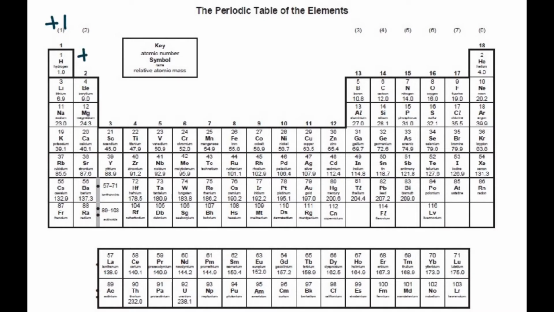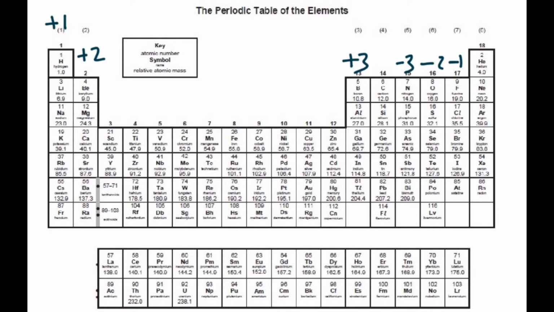And group 2 form +2 ions. And group 3 form +3 ions. Group 7, the halogens, form -1, group 6 is -2, and group 5 is -3. Why they form those ions, that's a separate video that you can watch later.